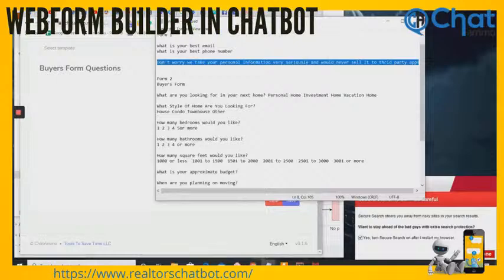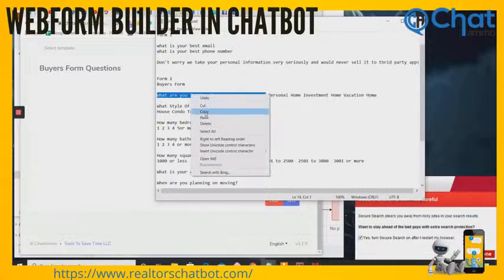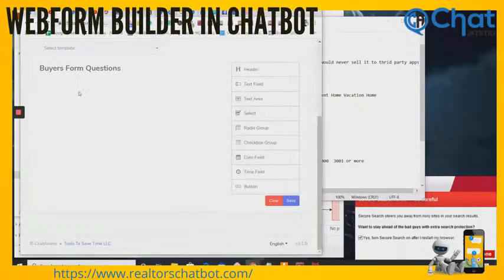So it means that you no longer have to worry about all that sort of thing. Let's have a look. The first question I'm going to ask is, what are you looking for in your home? Are you looking for a personal home, investment home, or vacation home? Really simple. You've got these different things: checkbox group, radio group, and select group. I'll run through these nice and quickly.